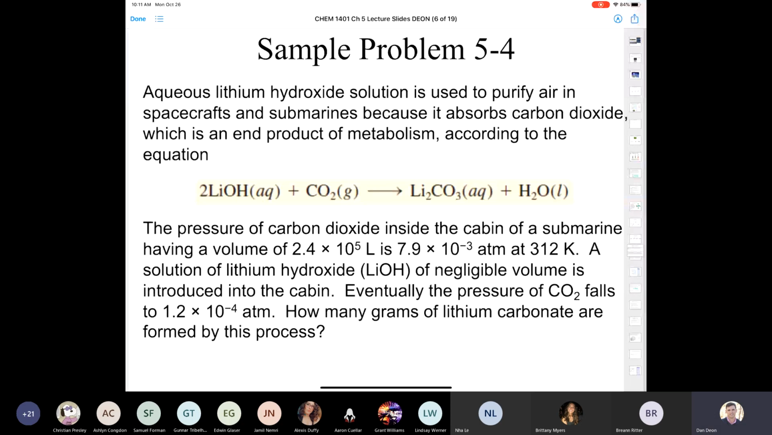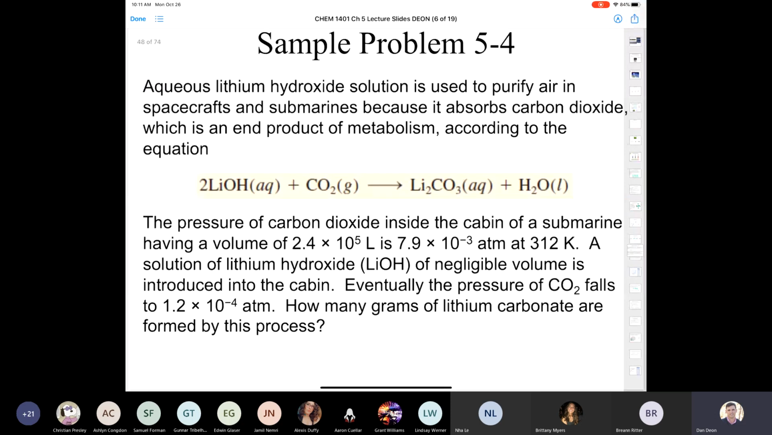It absorbs CO2, which is an end product of metabolism, according to this equation. So you take some lithium hydroxide, you have an aqueous solution of it, and it starts to react with, or absorb, the carbon dioxide from the atmosphere, and then you produce lithium carbonate, which isn't harmful, in water. So you end up removing carbon dioxide from the atmosphere in that closed vessel where humans are kept inside of it.